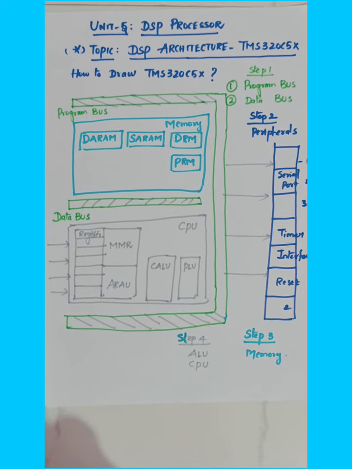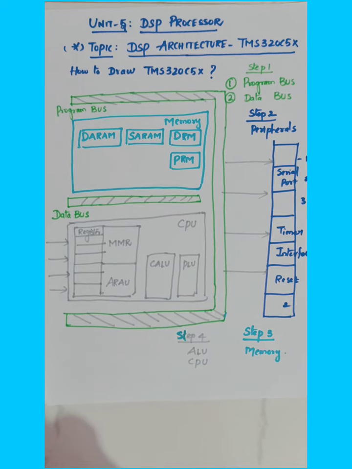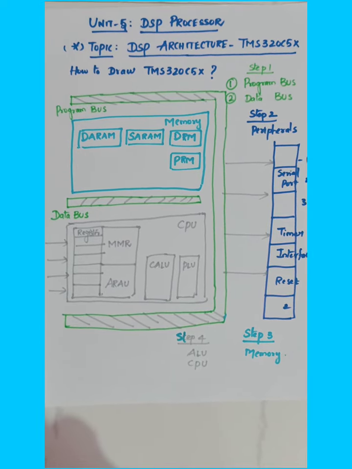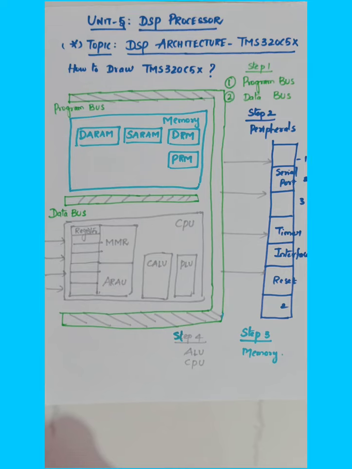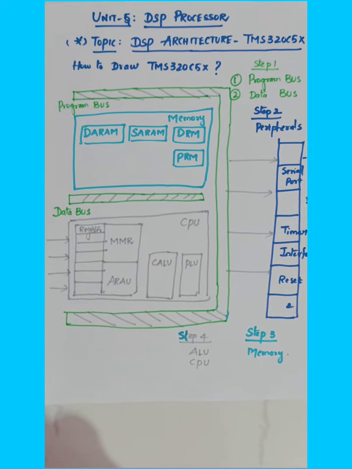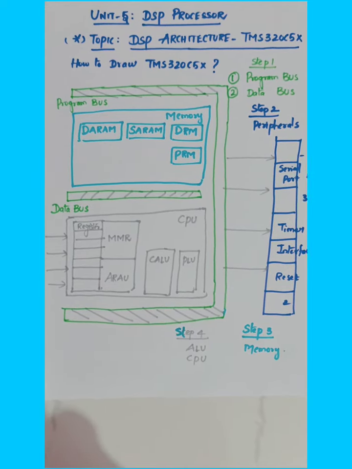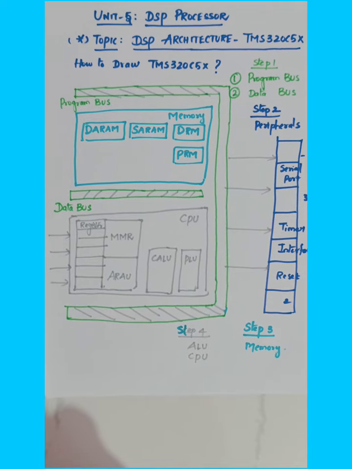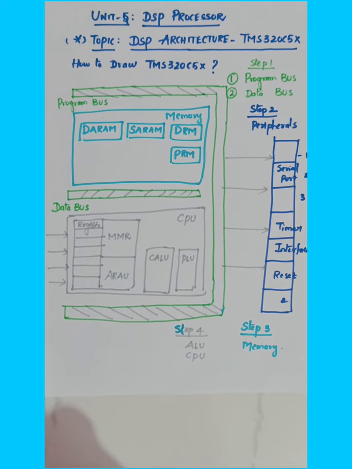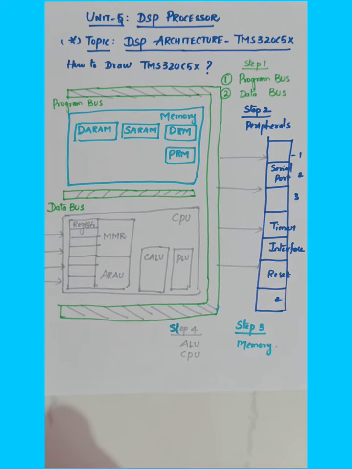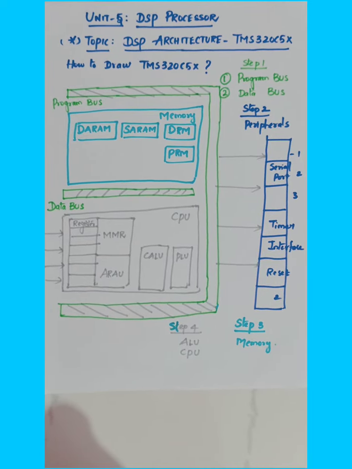EC8553 Discrete Time Signal Processing. In the previous video we discussed programming in the DSP processor of the TMS320C5X architecture. That is what we are going to discuss today: the topic called DSP architecture, which is known as TMS320C5X. The TMS represents Texas Instruments.